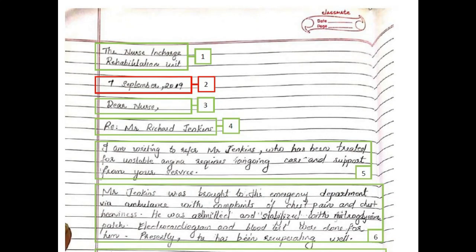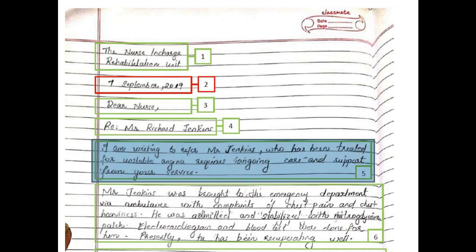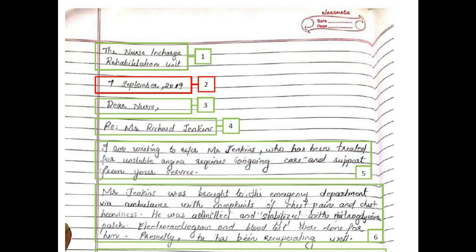candidate from India. The address and date written are correct, but while writing the date you must use the 2-digit format and then it becomes 07 September, 2019. The salutation and reference written are correct. Moving to the introduction paragraph, "I am writing to refer Mr. Jenkins, who has been treated for unstable angina, requires ongoing care and support from your service," which is perfect.